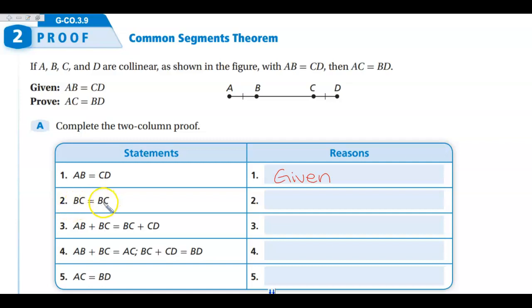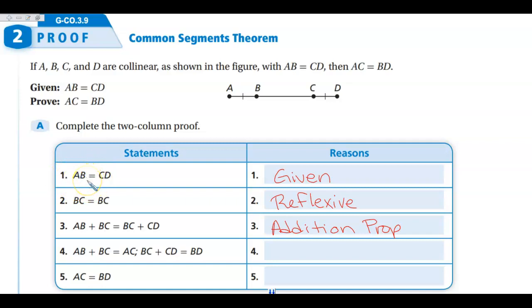All right, BC is equal to BC. That is our reflexive step. Remember, guys, it is reflexive, not reflective. It is an X, not a T. All right. Now, what did I do here? I have AB equals CD, and then I have a BC on both sides. So all I did was I added BC to both sides. So this is the addition property. Okay, I took this and I just added BC to both sides.